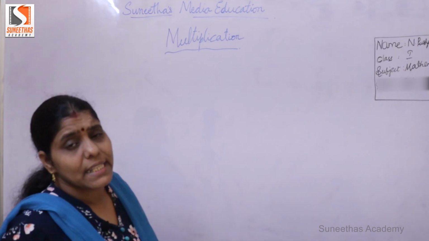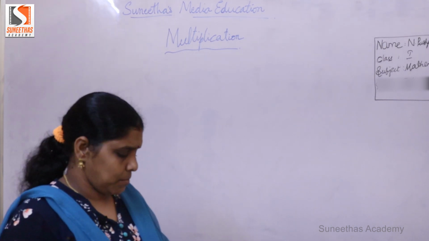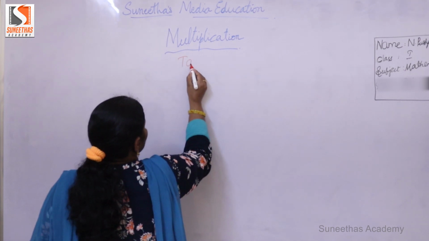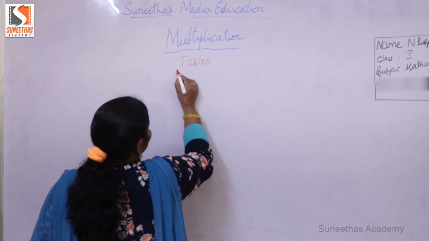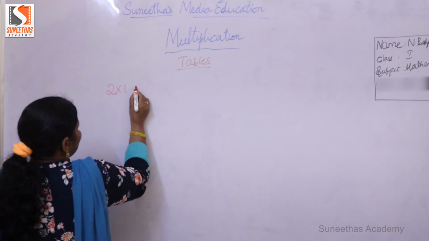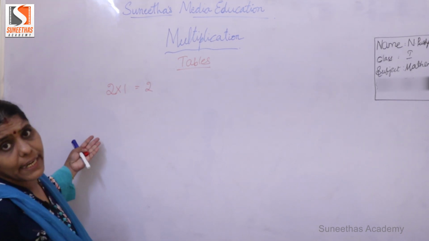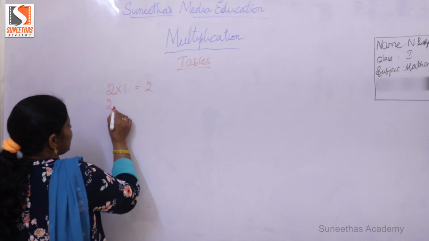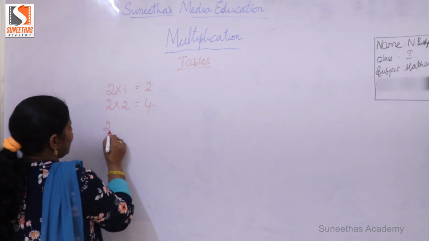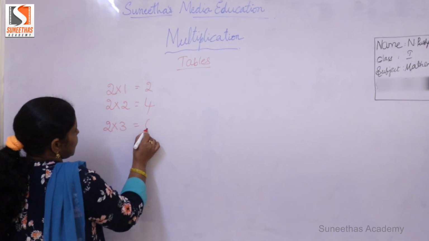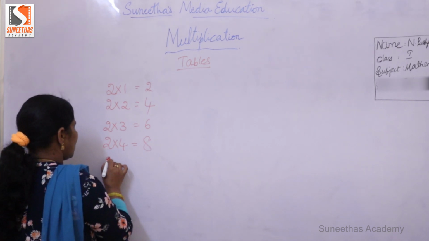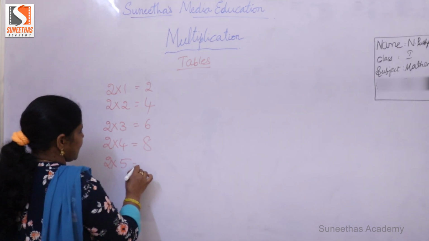Here I am writing the 2 and 3 tables. Be perfect with them, children. If you are perfect with the tables, you can do multiplication easily. 2 into 1, I told you, you get the same number. 2 twos are 4, double. 2 threes are 6. 2 fours are 8. 2 fives are 10.